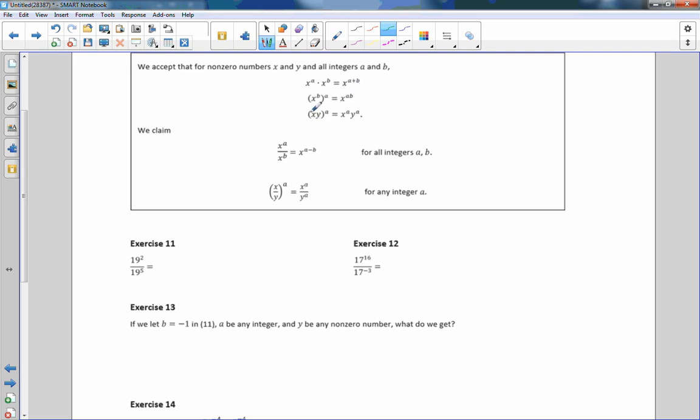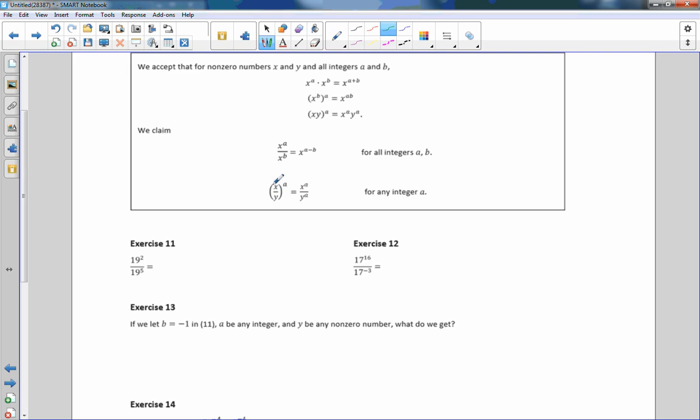And then the last one is a quantity in parentheses to the power of a. The a is going to get distributed to the x and the y, and we get x to the a, y to the a. So now with all that said, we're going to claim that x to the a divided by x to the b, the rule says that we're going to subtract exponents. It's going to become x to the a minus b.